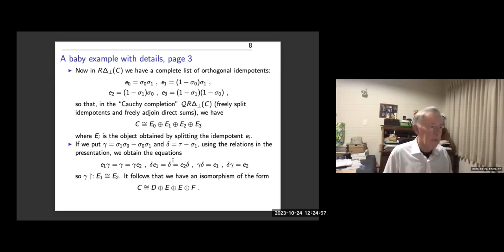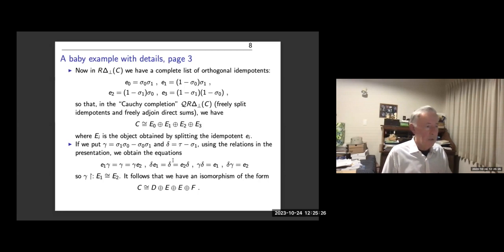So because we've got this complete set of orthogonal idempotents, the C in this category, the original single object, breaks up as a direct sum of four things. They were endomorphisms of C, and so you split those idempotents, and you get C isomorphic to a direct sum of four things.